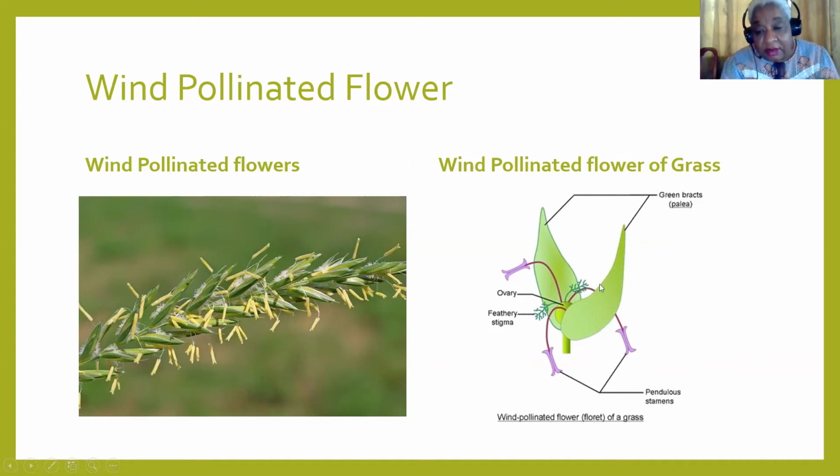And then you have your pendulous stamens. When you see the word pendulous, it means like a pendulum, like something that swings. If you look inside a school bell, you have that nice pendulum shaking side to side. Well, these stamens are like a pendulum that hang outside the flower. And when the wind blows, they shake. And so you have these pendulous stamens and your feathery stigma.